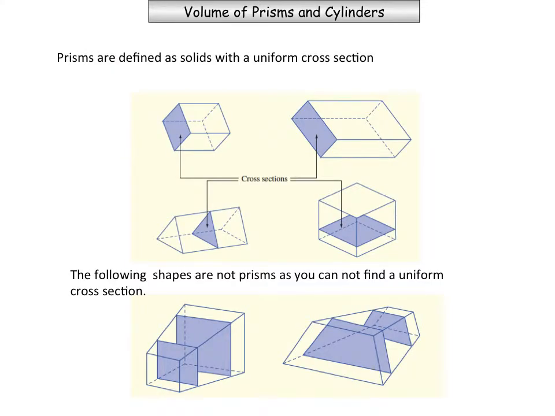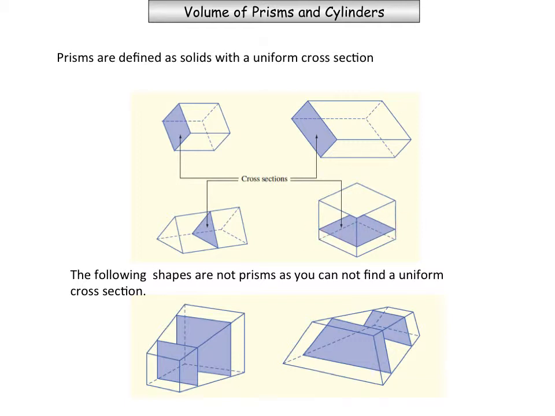Prisms are defined as a solid with a uniform cross section. If we have a look at the solids that we have here, they all have a uniform cross section. What that means is that it's the same all the way through the prism. So if you took a cut anywhere along this prism, then you would find that it was the same shape all the way along. A triangular prism, it's the same. If we took a slice down there, slice down there, slice down there, it'd be exactly the same triangle all the way along.